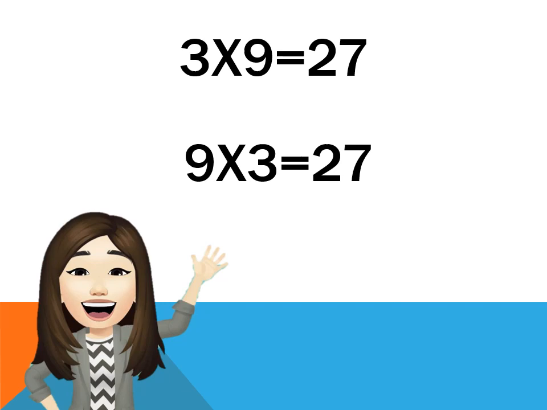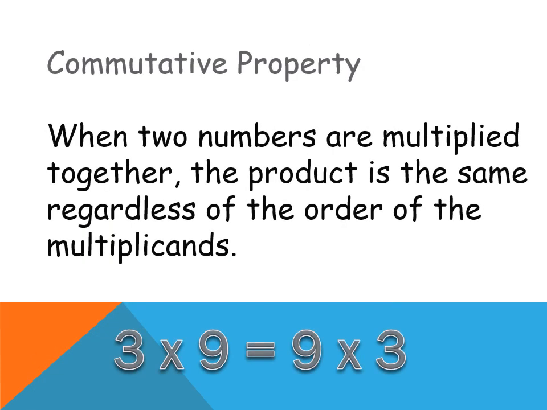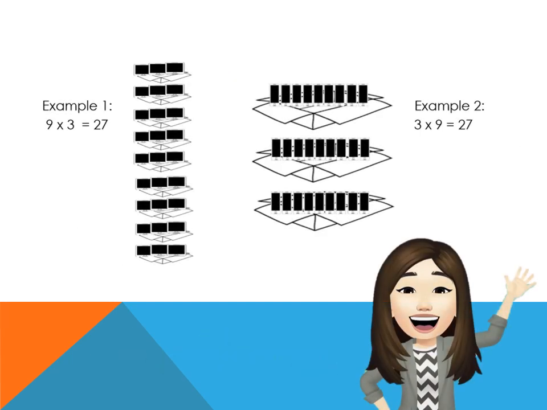This property is what we call the commutative property of multiplication. This states that when two numbers are multiplied together, the product is the same regardless of the order of the multiplicands. 3 times 9 is just the same as 9 times 3. Looking back at our example, 9 times 3 is 27. Even if we change their position, 3 times 9 is also 27.